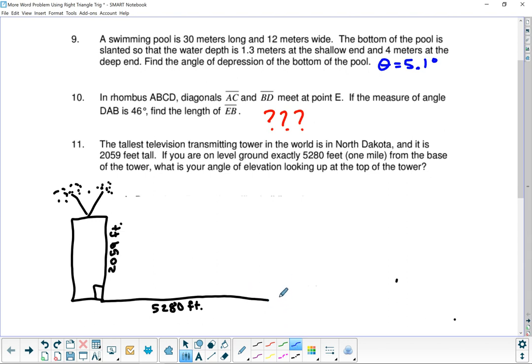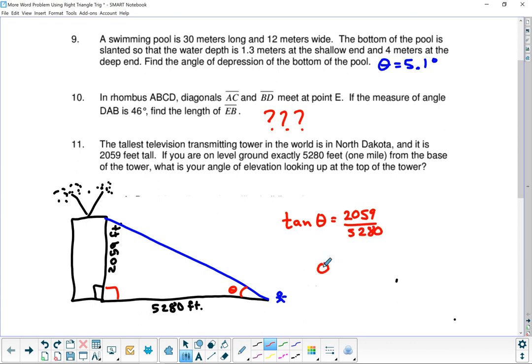This one's pretty straightforward. You're right here, and disregarding how tall you are, we want to find your angle of elevation looking at the top. So we want to find theta right here. We have opposite and adjacent with a 90-degree angle right here, so we're looking at tangent. Tangent theta equals opposite 2059 over the adjacent, which is 5280.